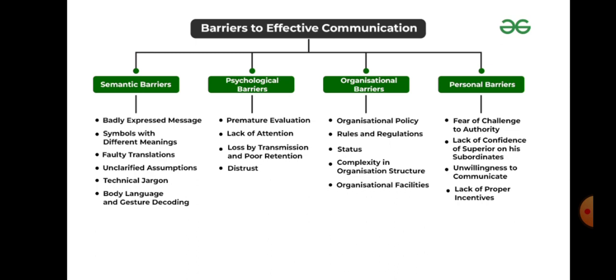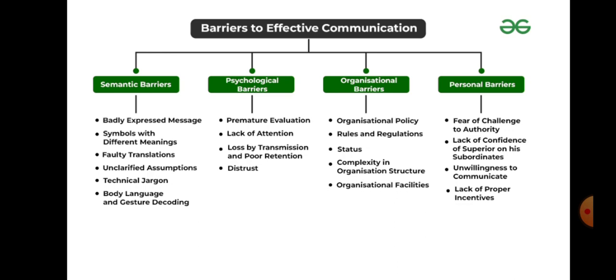This is the diagram based on barriers to effective communication. First one is the semantic barrier, which includes badly expressed messages, symbols with different meanings, faulty translation, unclarified assumptions, technical jargon, body language, and gesture decoding.